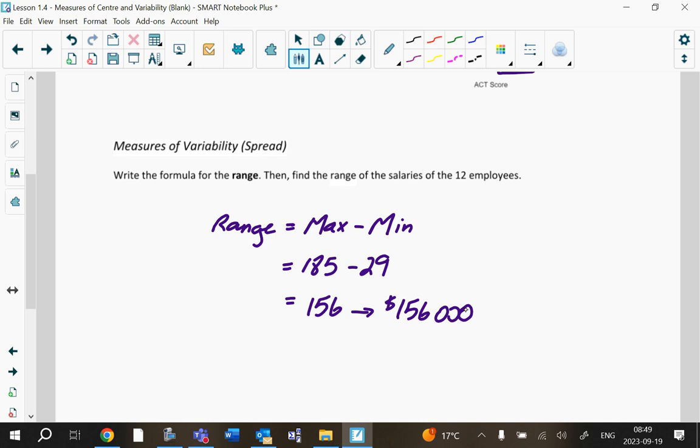Again, remember units. You need units for measures of center and variability. The range is not a great measure. It gives you a ballpark idea of how spread out the data is. But again, it's not very resistant. If you have a really high value, that's going to make the range a lot bigger than maybe the spread actually is. Or if you have a really low value, it's going to do the same thing. So what we want to do is look at a couple other types of measures.